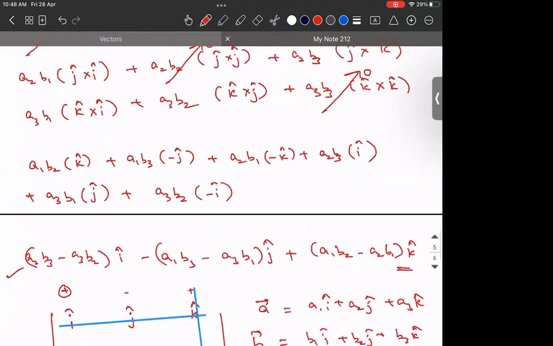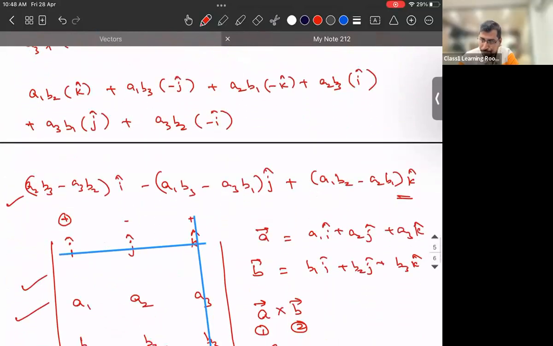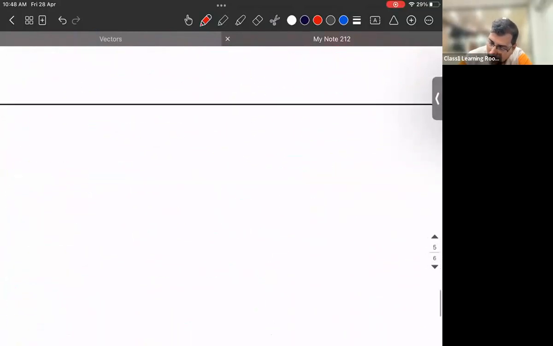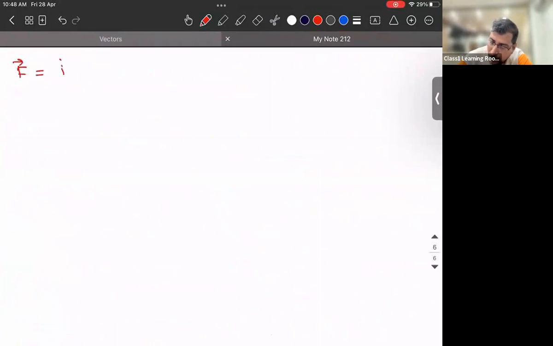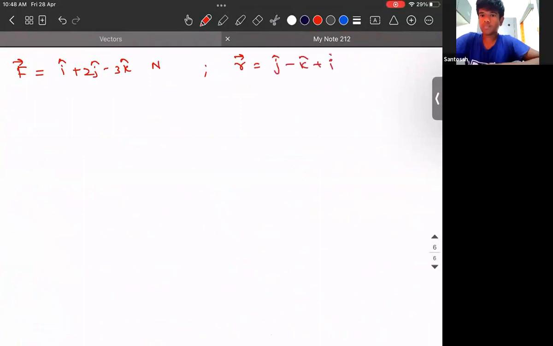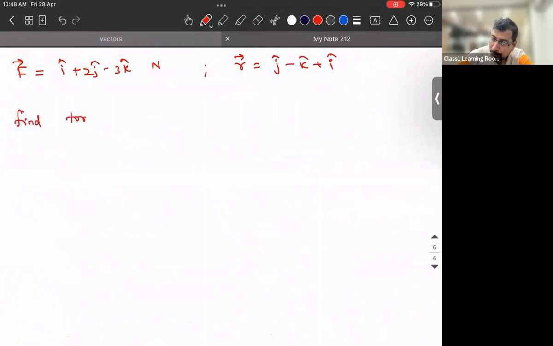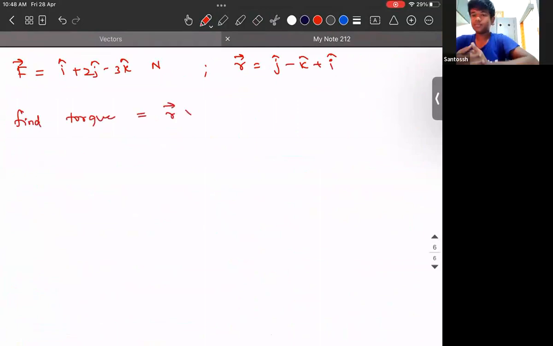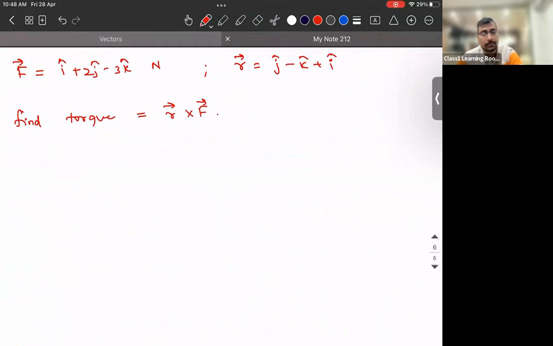Sir, could you give a bit more examples? See, if force vector is equal to I cap plus 2 J cap minus 3 K cap Newton, and R vector is equal to J cap minus K cap plus I cap. Then find the torque, which is given as R vector cross F vector. So torque formula is R vector cross F vector. Find out and tell me the answer.